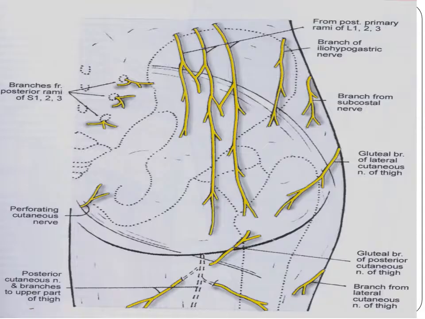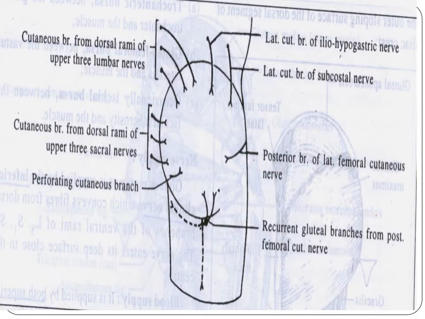Now the deep fascia. You see this cutaneous innervation of the cutaneous nerves. Uppermost laterally there is a branch of the subcostal nerve. This is a branch of the iliohypogastric nerve. These are branches from the posterior primary rami of L1, L2 and L3. Branches from the posterior rami of S1, S2 and S3. Here it innervates the perforating cutaneous nerve. Here there is a gluteal branch of the lateral cutaneous nerve of the thigh. Here there is a gluteal branch of the posterior cutaneous nerve of the thigh. These are the cutaneous nerves of the gluteal region.